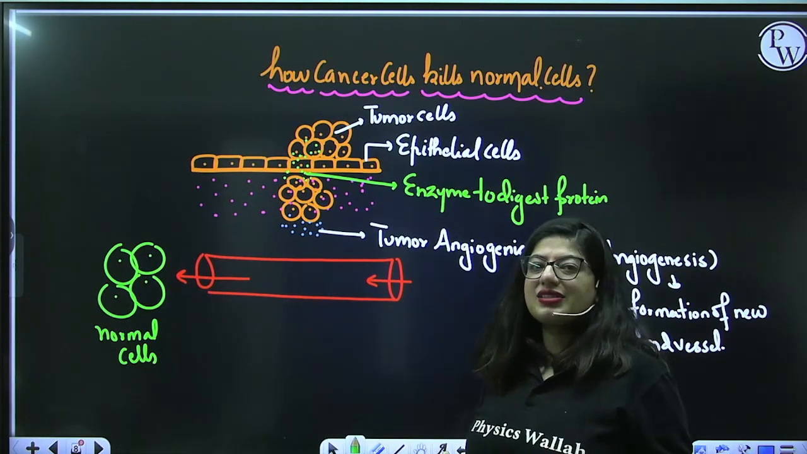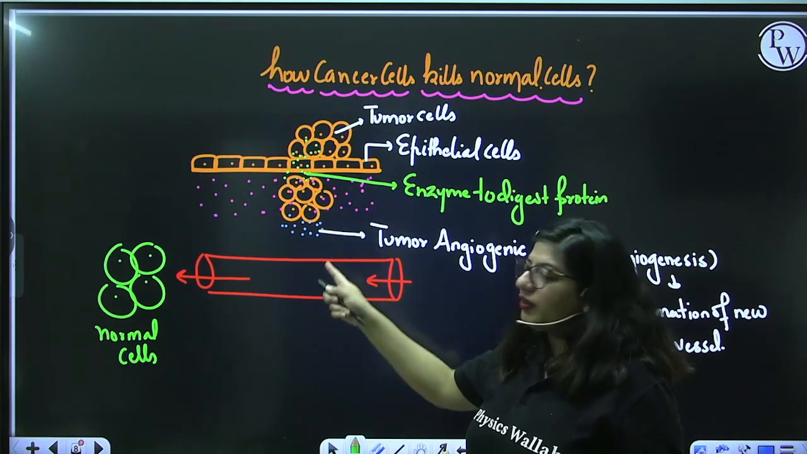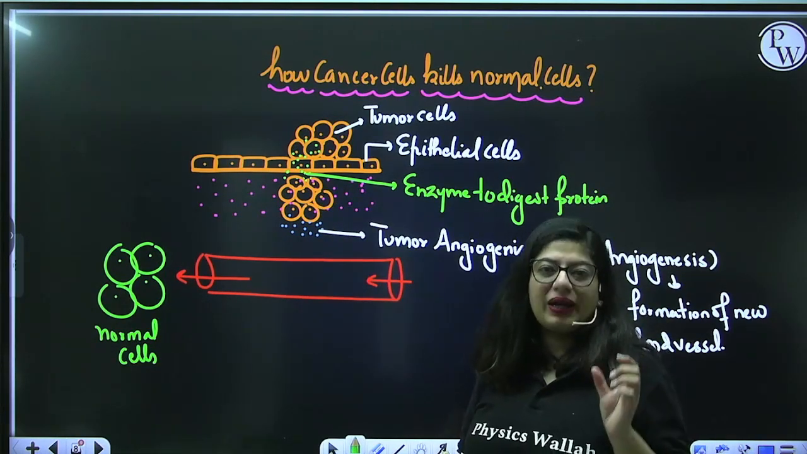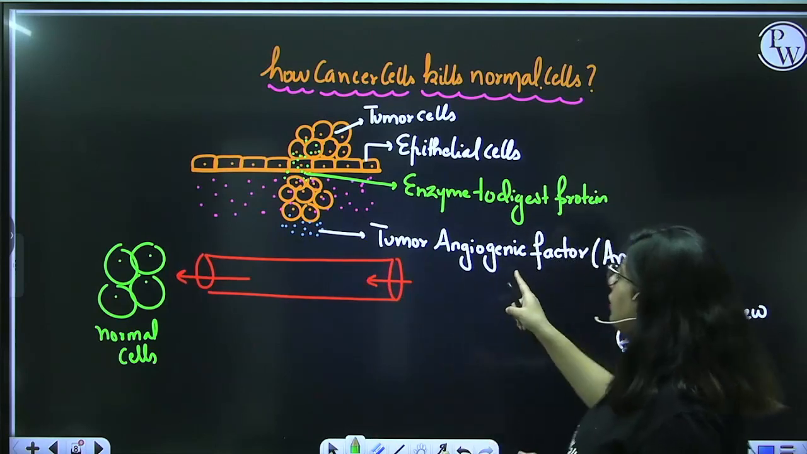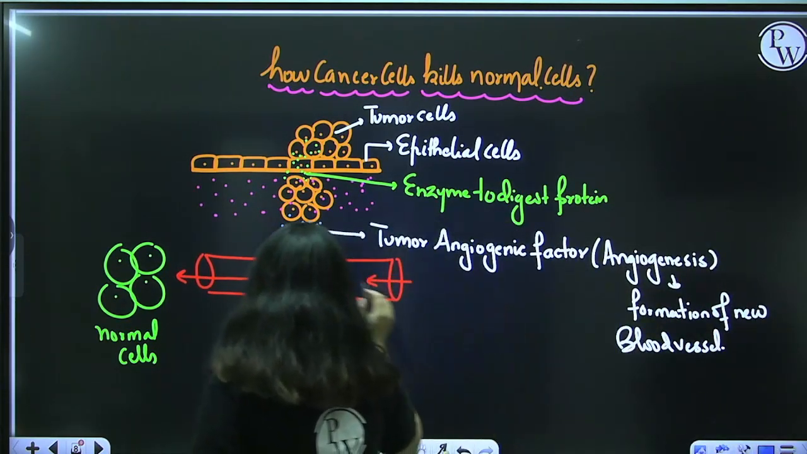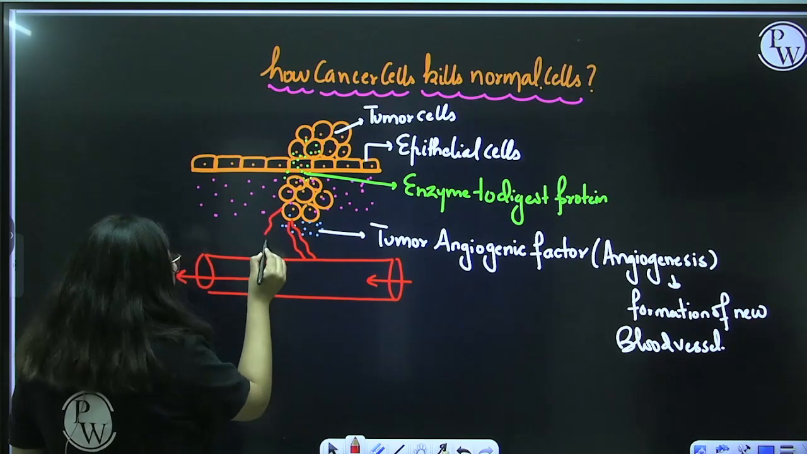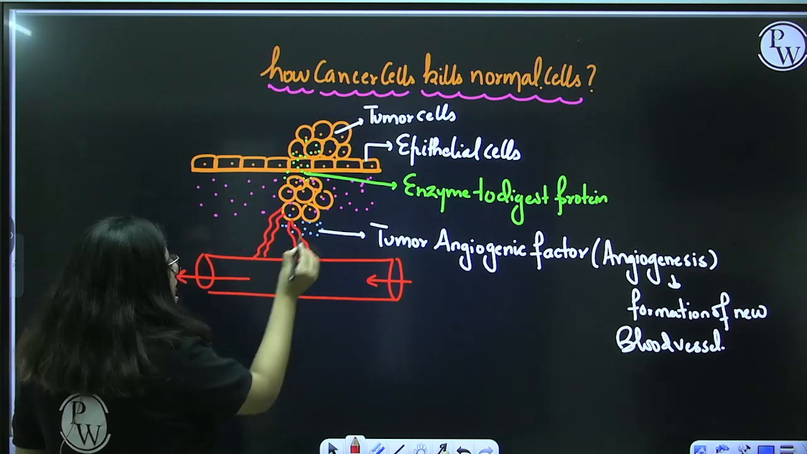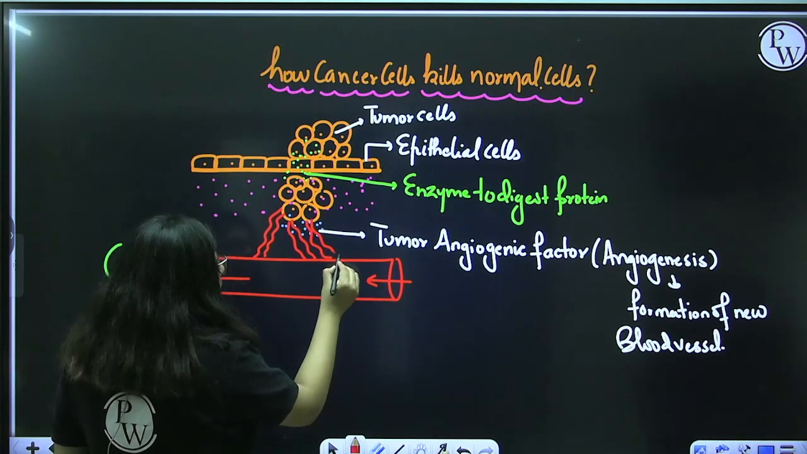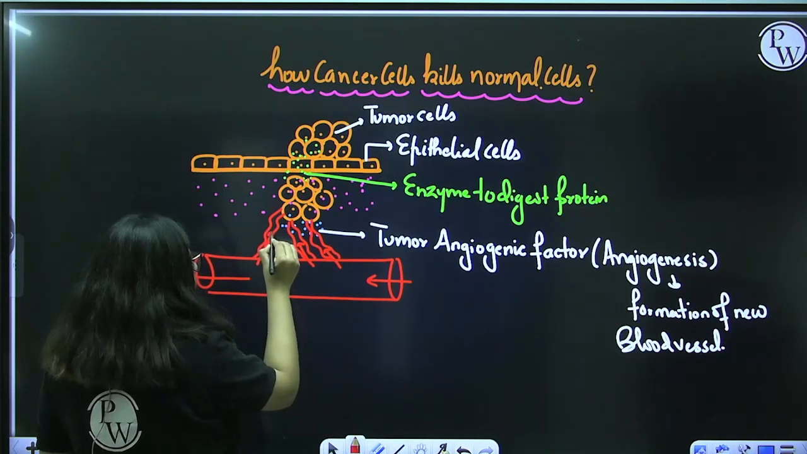But now these cells have been converted into tumor cells. And these cells also start moving downwards with the property known as metastasis. And they start secreting this factor known as tumor angiogenic factor. Due to this factor, small blood vessels will be formed that are basically connected to this blood vessel. And now what will happen? The entire blood will be taken by the cancer cells.